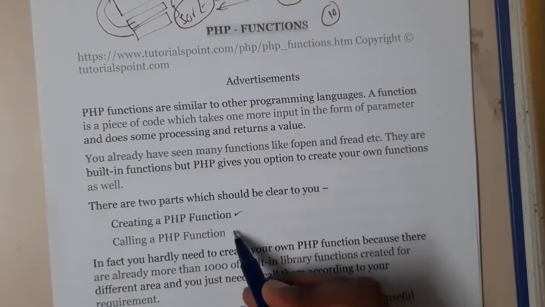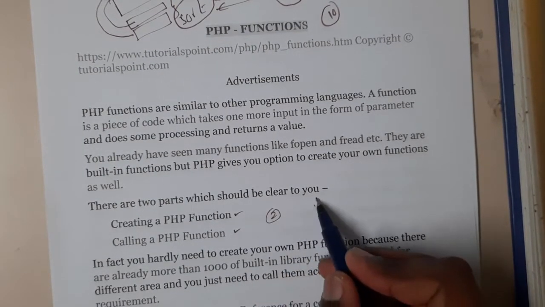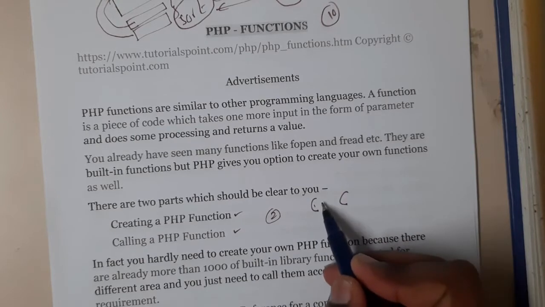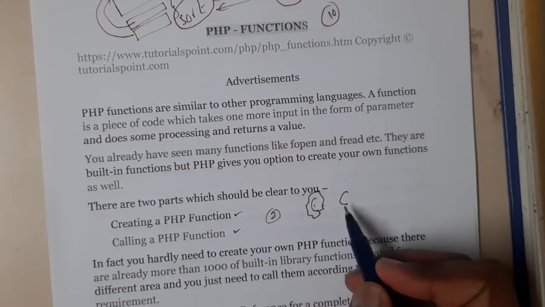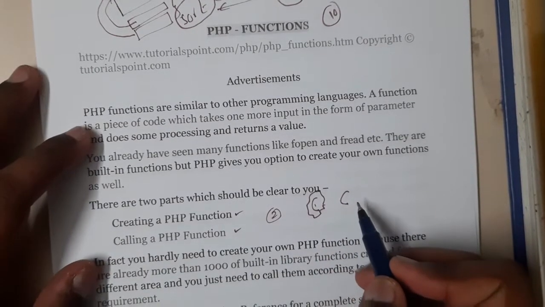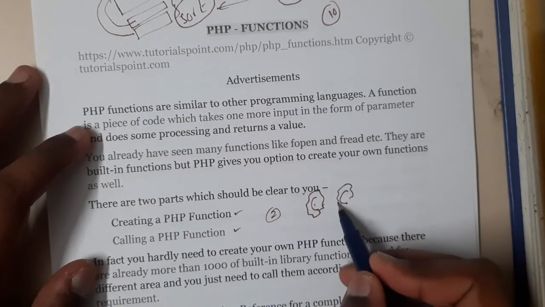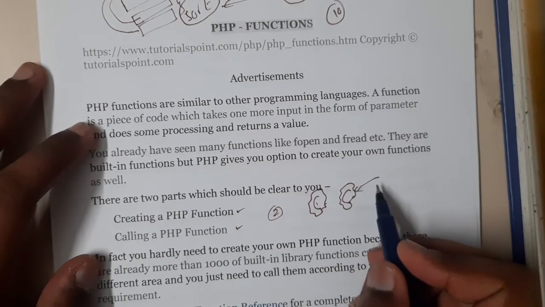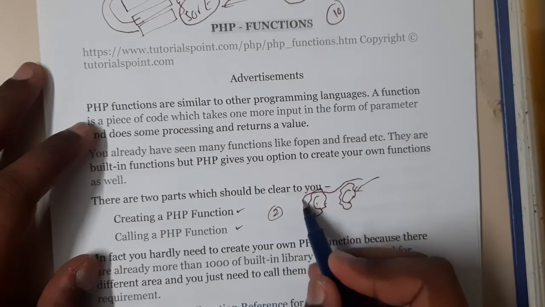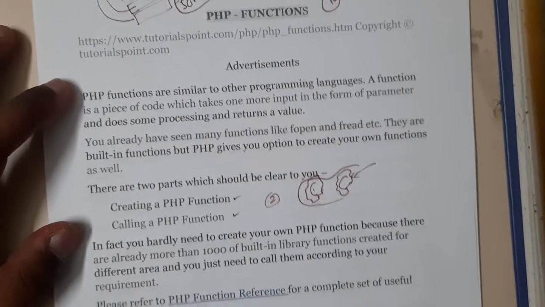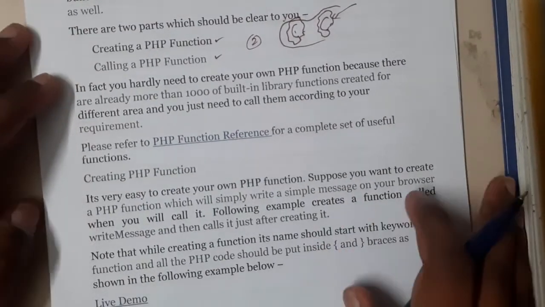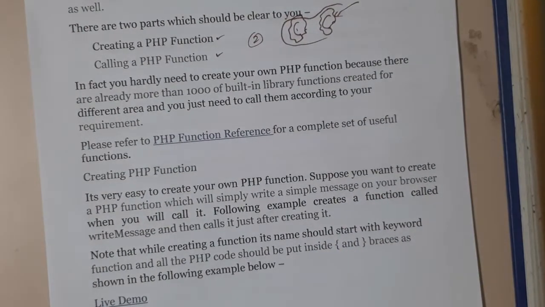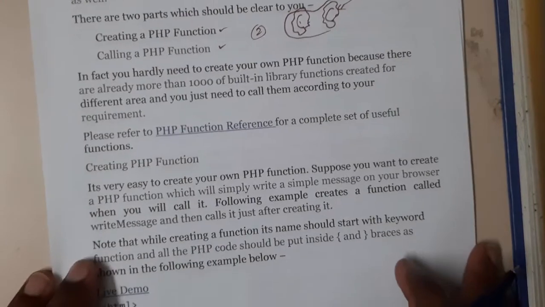There are two main things for a function, guys. One is creating and one is calling. Creating is what the function should do, and calling is when the function should do that task. When you call it, it will be doing the thing. We'll be going through an example. For examination, you can go through the theory, guys. You can download the PDF from our link or from our website.